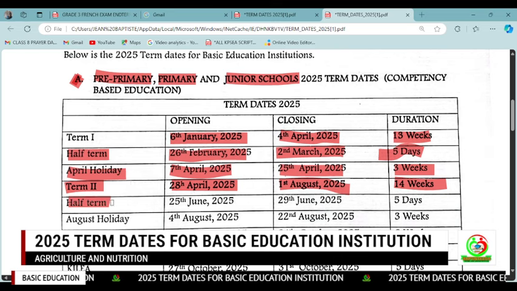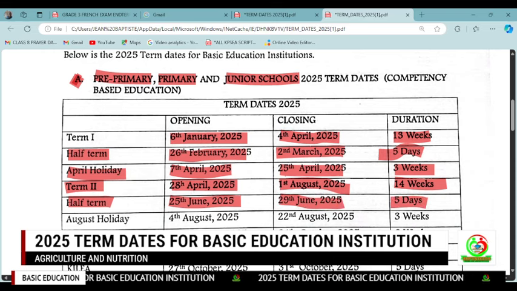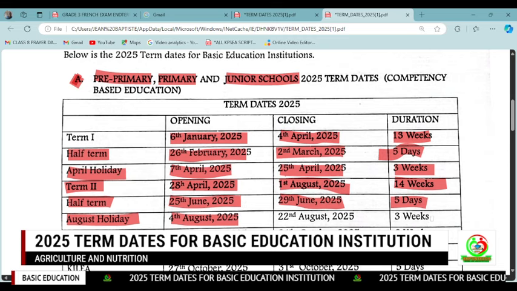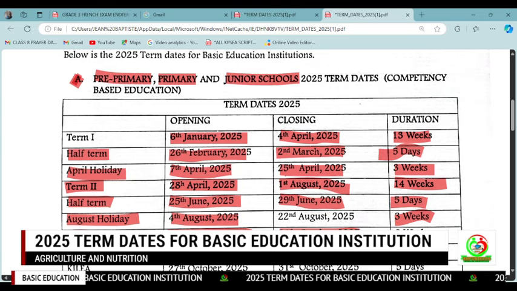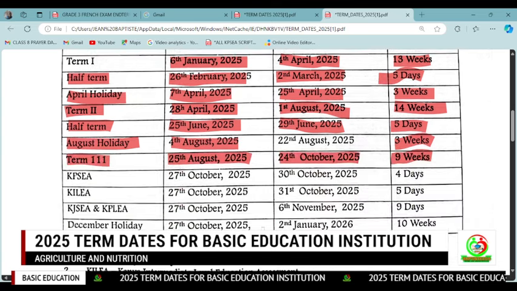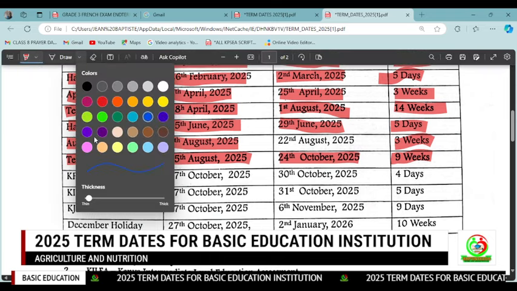Then we shall also have a half term from 25th June to 29th June 2025, a good 5 days for learners to rest. August holiday will start on 4th August to 22nd August 2025, a good 3 weeks for learners to rest. Then term three shall start 25th August to 24th October 2025, a good 9 weeks that learners will be in class.